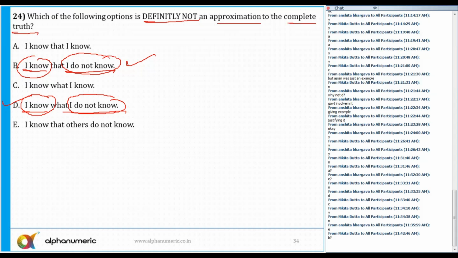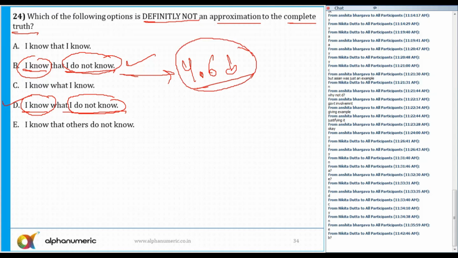If I say I know that I do not know, so if I say I do not know the age of this universe, I believe it to be 4.6 billion years. I do not know, but I can make an approximation. But if there is something you do not know, then how can you know it? That is why D is the answer for question number 24.